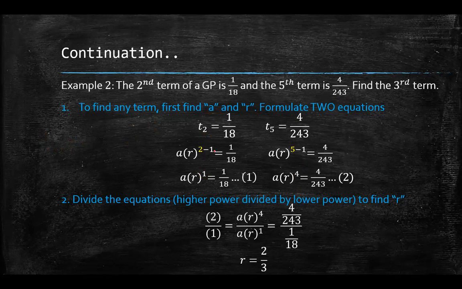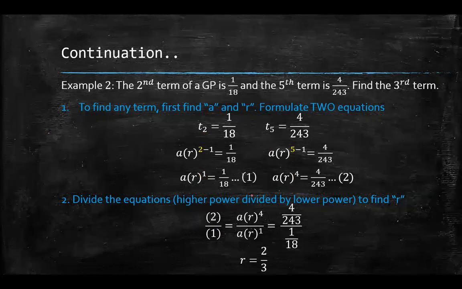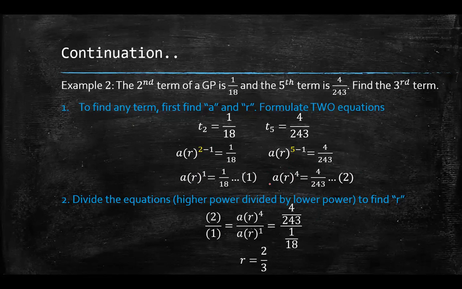The next thing you want to do for GP: for the AP, I solved simultaneously to find A and D. For my GP, see these two equations? I can actually divide them, putting the highest power on top because it just makes it easier, right? So the highest power divided by the lower power. That would be this right here: equation 2 divided by equation 1. We're going to restart this meeting and then we'll continue.